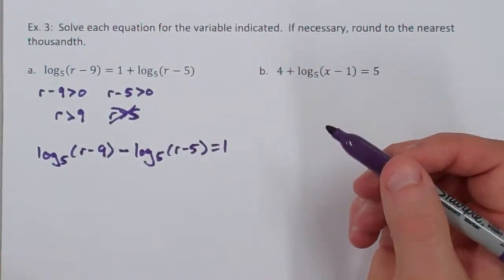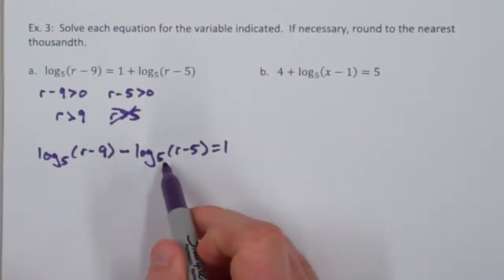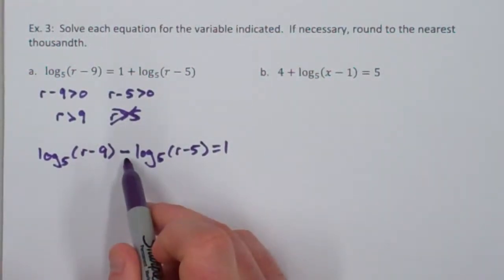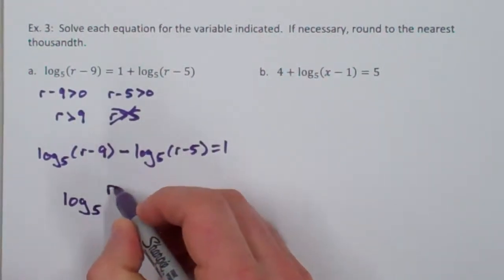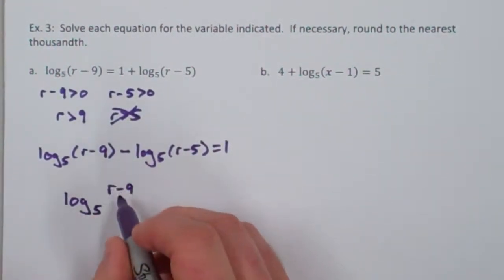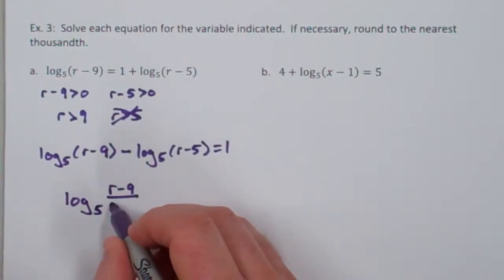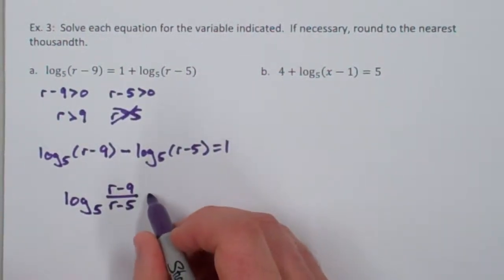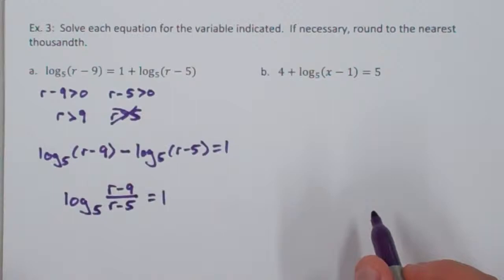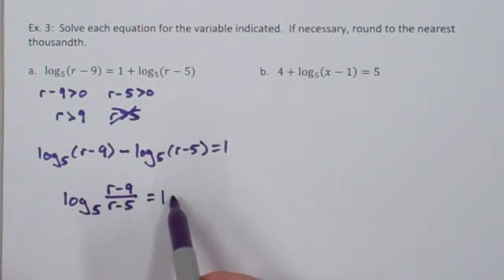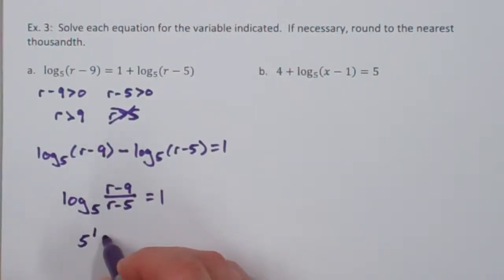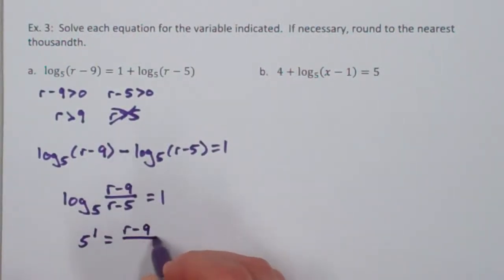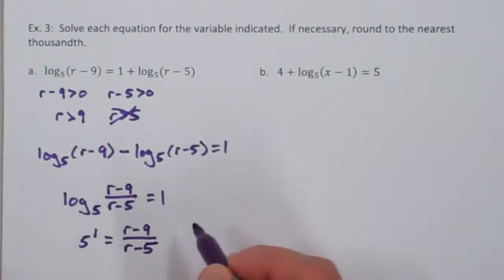is equal to 1. We can now combine these logarithms. They have the same base. Remember that when we're subtracting logs, the rule is that we write the left position divided by the right position. That's equal to 1. What we can do now is change this into an exponential. So this is 5 to the first power is equal to r minus 9 over r minus 5.